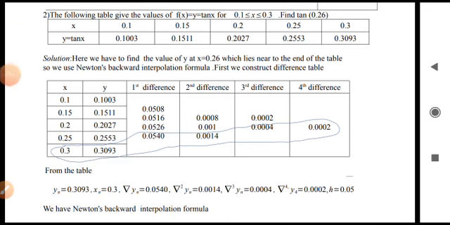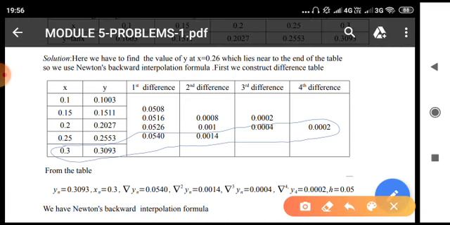x values are 0.1, 0.15, 0.2, 0.25, 0.3, and y values are 0.1003, 0.1511, 0.2027, 0.2553, 0.3093. Now we write the first difference. 0.1511 minus 0.1003 is 0.0508. 0.2027 minus 0.1511 is 0.0516.